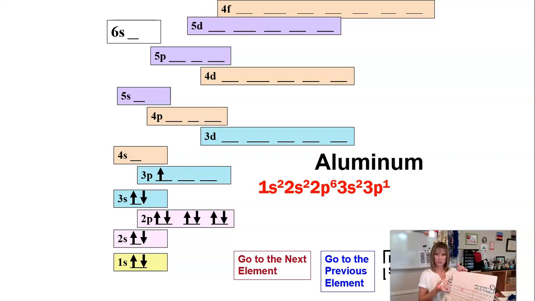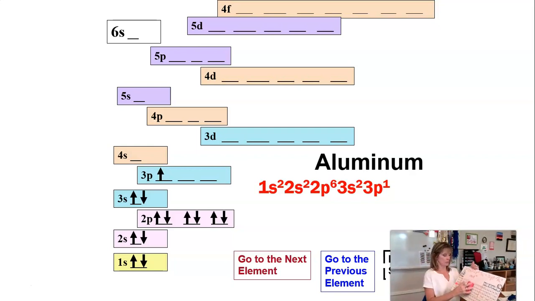1s2, first energy level is full. Then you go down the second row. 2s2 is full. 2p6 is full. Then you go down to the next row. 3s2 is full. 3p6 is full. Then you go down to the next row. 4s2 is full. And then where iron is, it's 3d, 1, 2, 3, 4, 5, 6. 3d6. Okay? Yes, I realize that says 4s, but then you go back to the 3s. It's okay. All right? That's just the way it is.